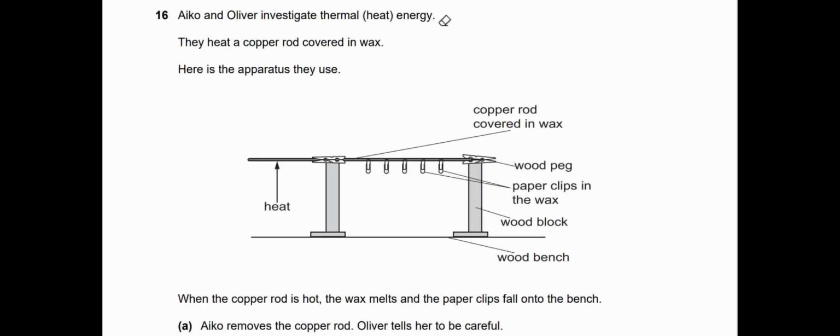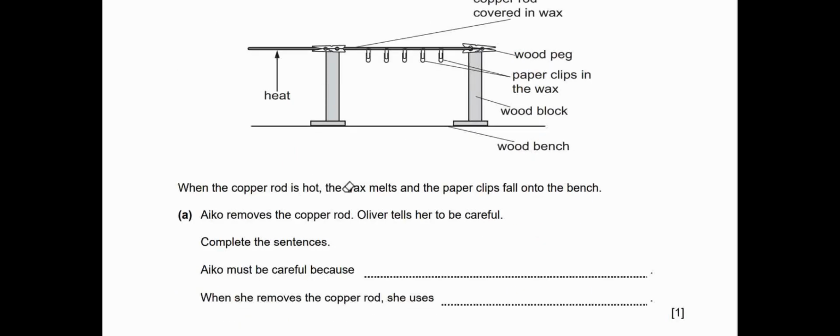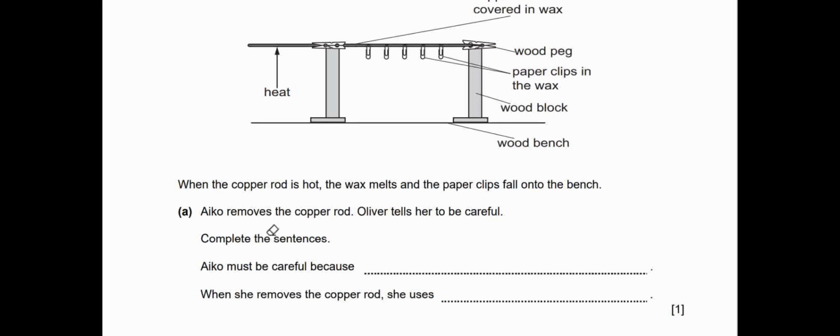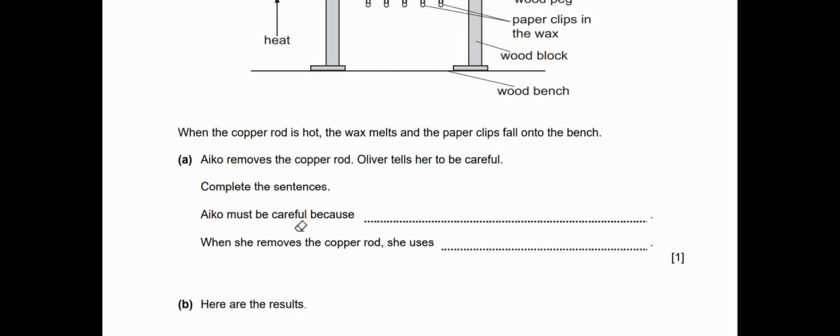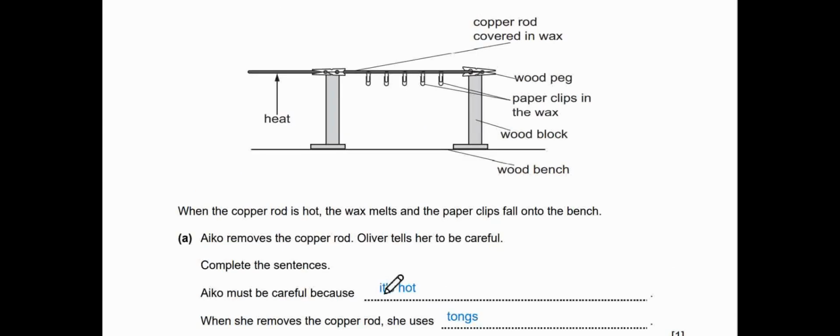Question 16. Aiko and Oliver investigate thermal energy. They heat a copper rod covered in wax. Here is the apparatus they use: heat, paper clips in the wax, wood block, wood bench, and copper rod covered in wax. When the copper rod is hot, the wax melts and the paper clips fall onto the bench. Aiko removed the copper rod. Oliver tells her to be careful. Complete the sentences. Aiko must be careful because it's hot, and when she removed the copper rod, she uses tongs.